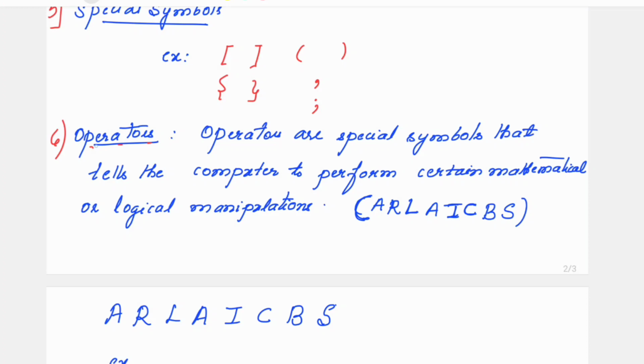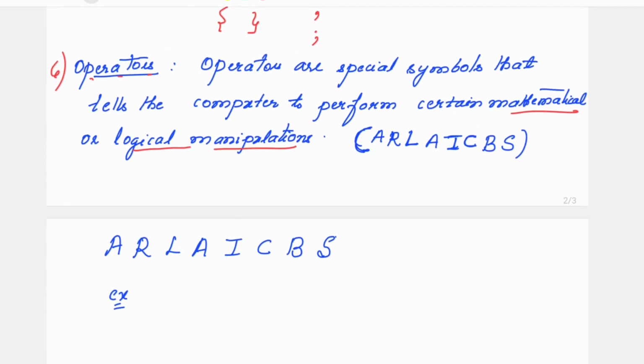Operators are the last type in the C tokens. Operators are special symbols that tell the computer to perform certain mathematical and logical manipulations. So these mathematical computations and logical computations can be done using the operator. So there will be a separate session in detail on operators. Time being, in this session, since you are going to just write very briefly about the C tokens, you can always say there are different types of operators available. We have the arithmetic operators, relational operators, logical operators, assignment operators, increment and decrement operators, conditional operators, bitwise operators, and special operators.